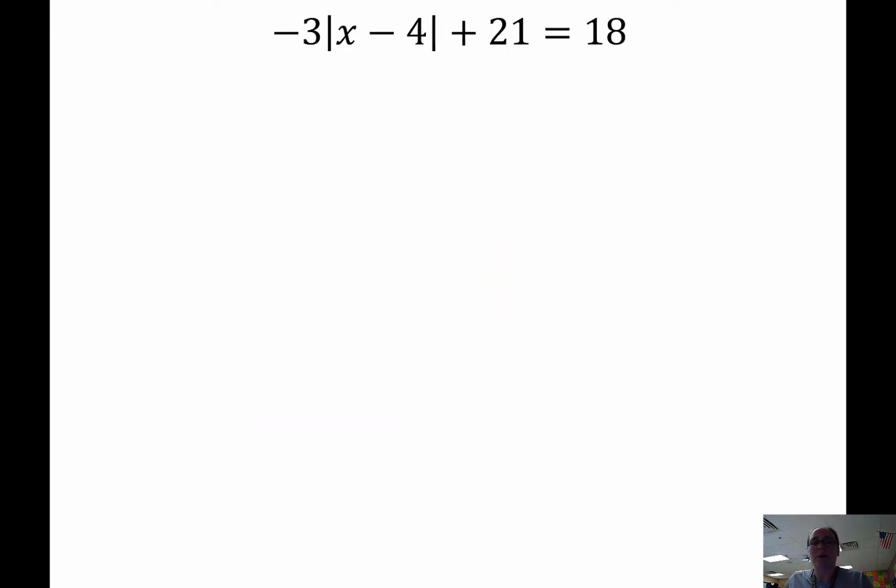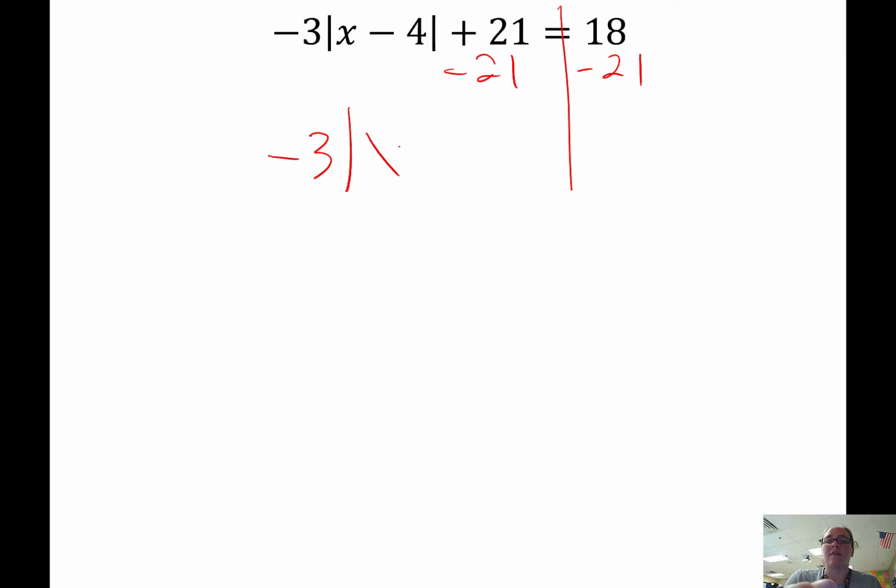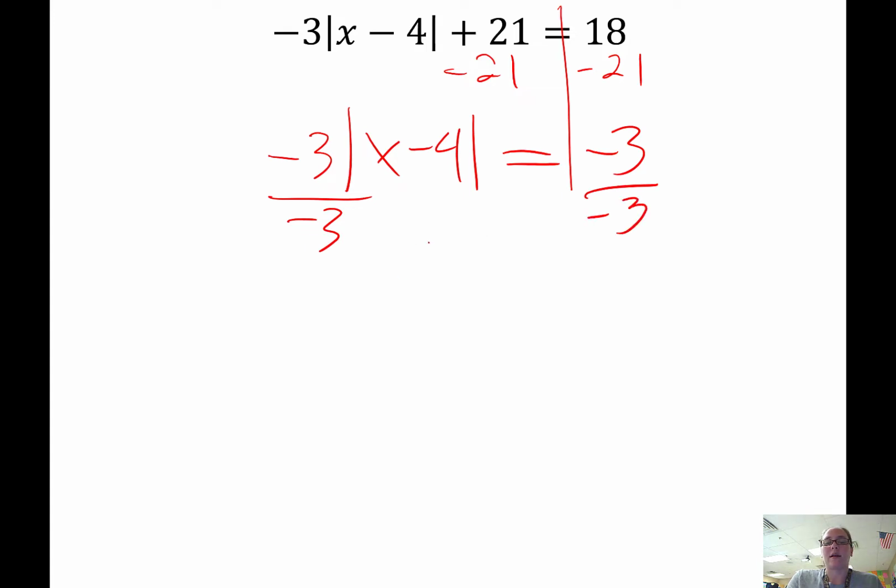All right, let's look at another one though. Similar problem, only there's one slight difference. We'll look at how that changes everything. So again, subtract the 21. I get negative 3 times the absolute value of x minus 4. And that's going to equal negative 3. Now again, divide by that negative 3. And I get the absolute value of x minus 4 equals 1. Big difference there with that negative 3 in the front, right?